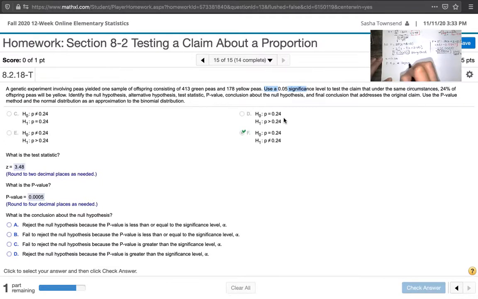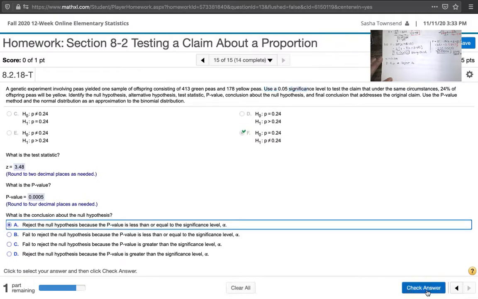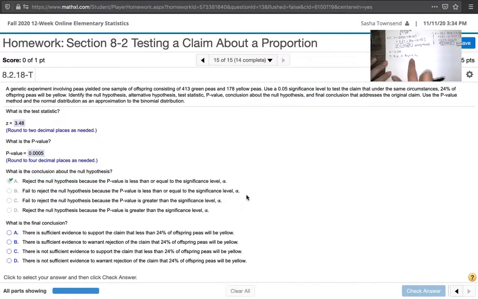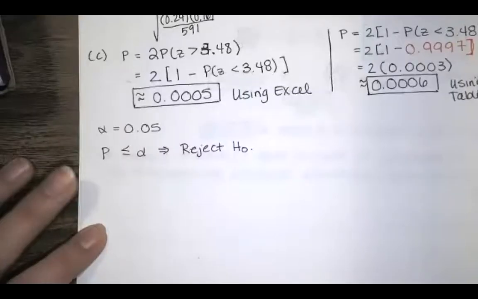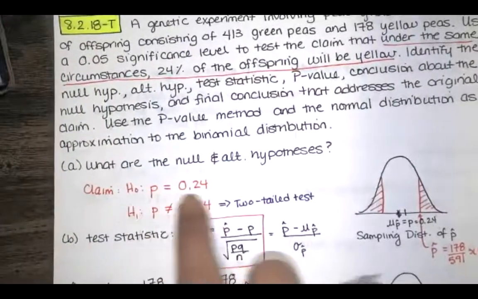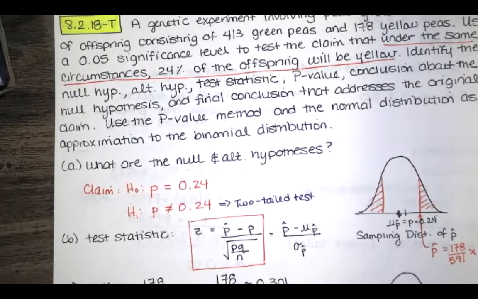But the underlying assumption here is the null hypothesis. So we're going to reject the null hypothesis because P is less than or equal to alpha. So we say reject the null hypothesis because P is less than or equal to alpha. Great. And then the next part asks for our final conclusion. Deciding what to do with this regarding our final conclusion involves looking at the claim itself and the alternative hypothesis. So we're rejecting the null hypothesis. And the null hypothesis is the claim. So we're rejecting the claim.